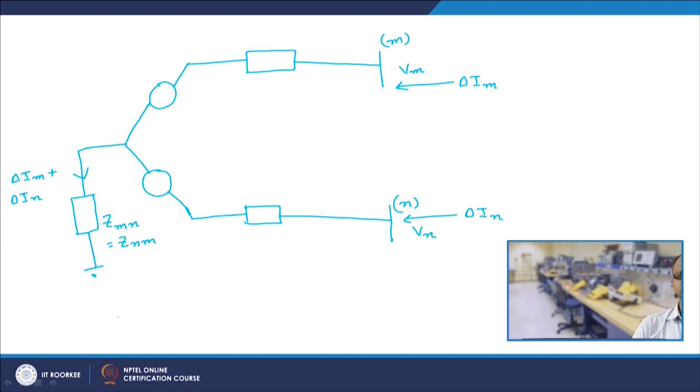Please note that because the Y bus matrix is a symmetric matrix, the inverse of it, that is nothing but the bus impedance matrix, will also be a symmetric matrix. So, as a result Zmn would be equal to Znm. This would be Vm0, this would be Vn0, this would be Zmm minus Zmn, and this would be Znn minus Znm.